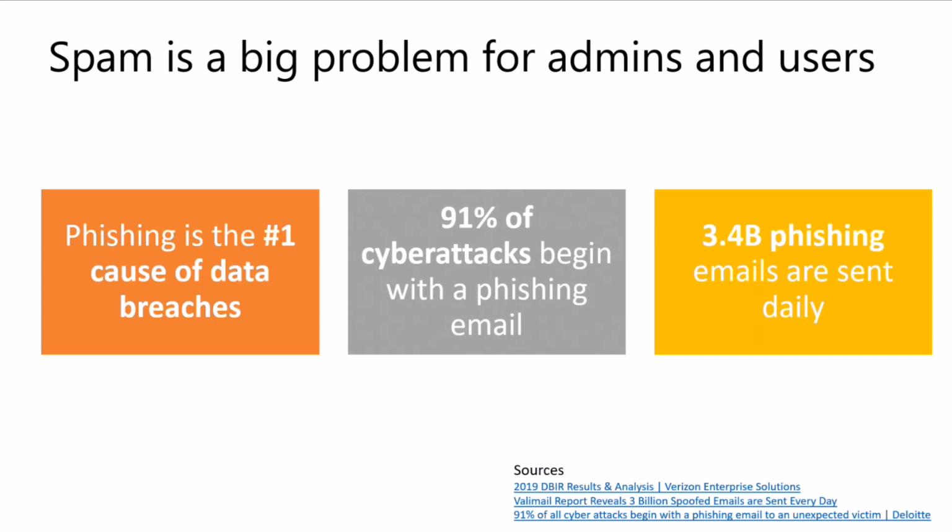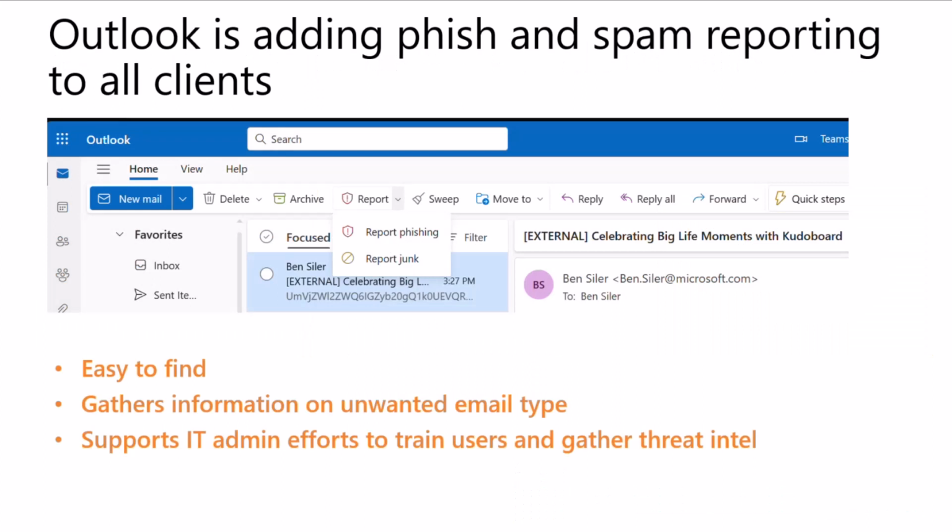So in response to this, Microsoft, in our first party and Outlook native, we're adding some phishing and spam reporting to all clients. This has existed in the past, but the improvement here is it is now really easy to find. It's in a really premium spot in the ribbon, right next to all of your most important controls. It gathers information on what kind of unwanted email this is, and it supports the IT admin as they try to train the users to respond to these phishing and spam emails. And it also gives them a good idea of what kind of threats they're seeing in their systems.